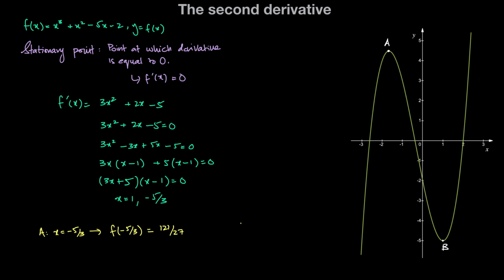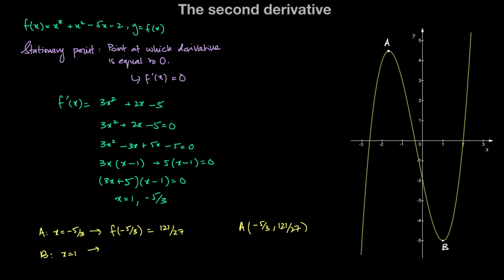So we can say that the coordinates of the point A are negative 5 over 3 and 121 divided by 27. Similarly, if we wanted to find the coordinates of the point B, the x coordinate of B is 1, so we have x is equal to 1.